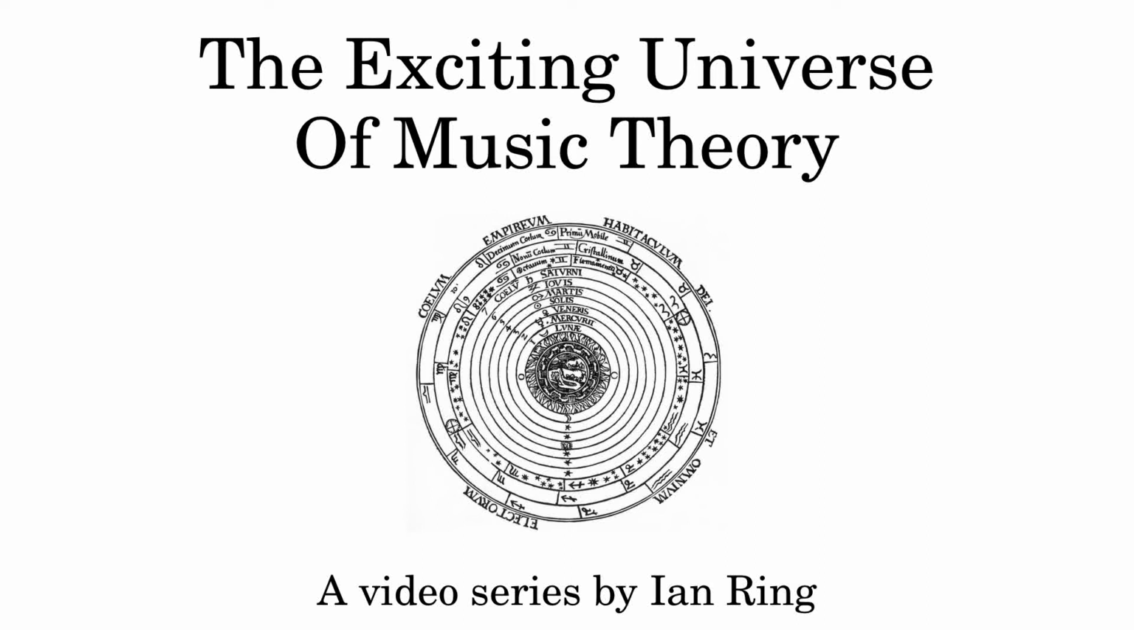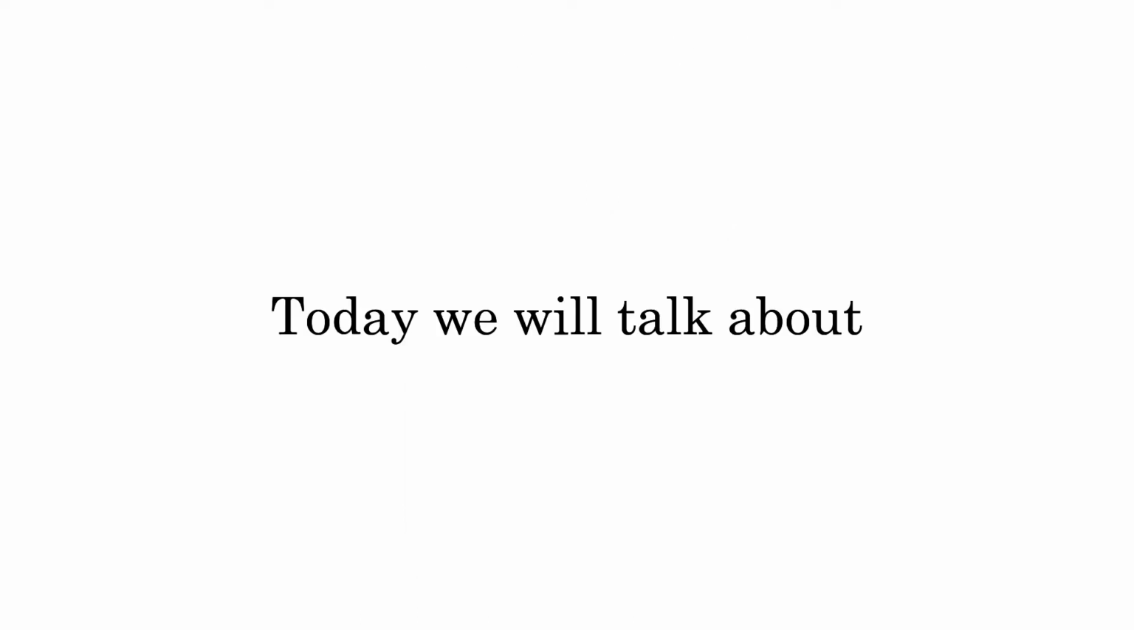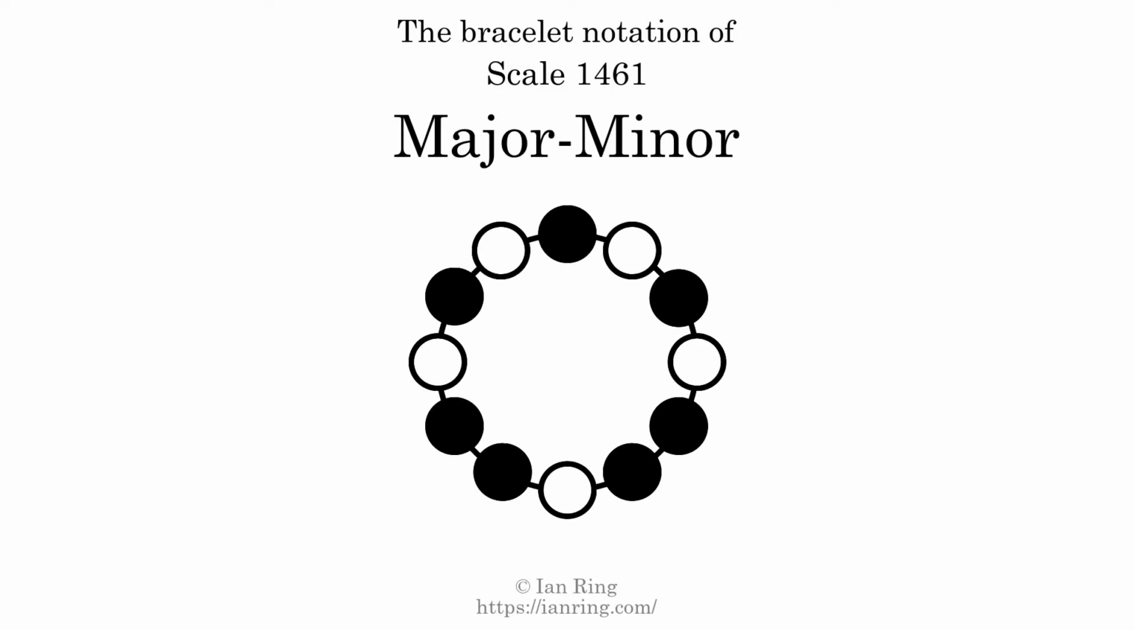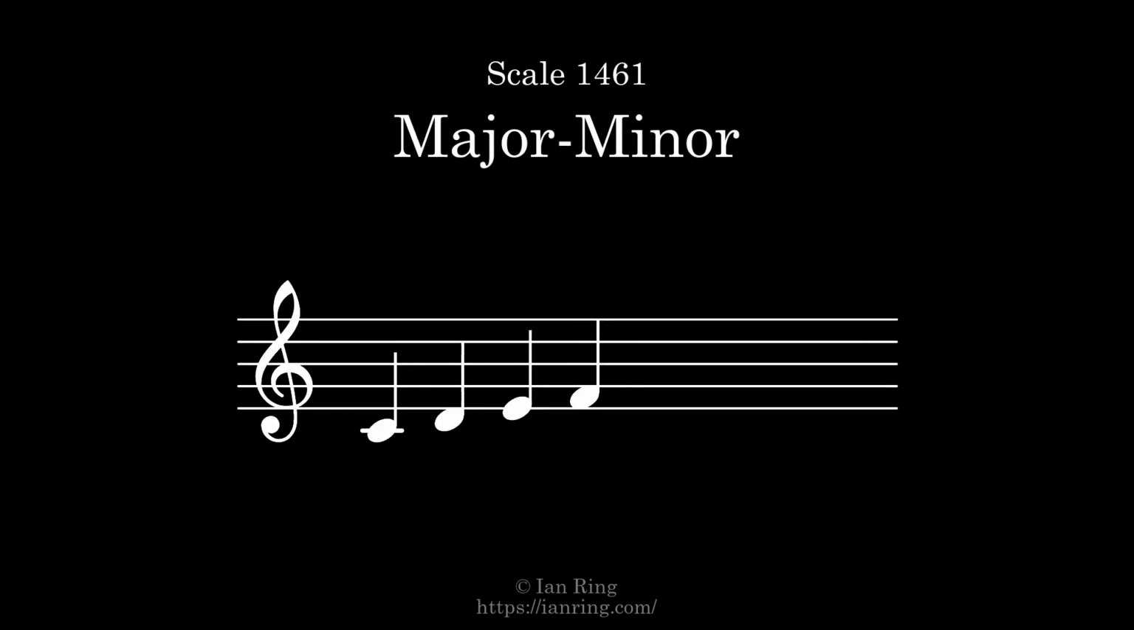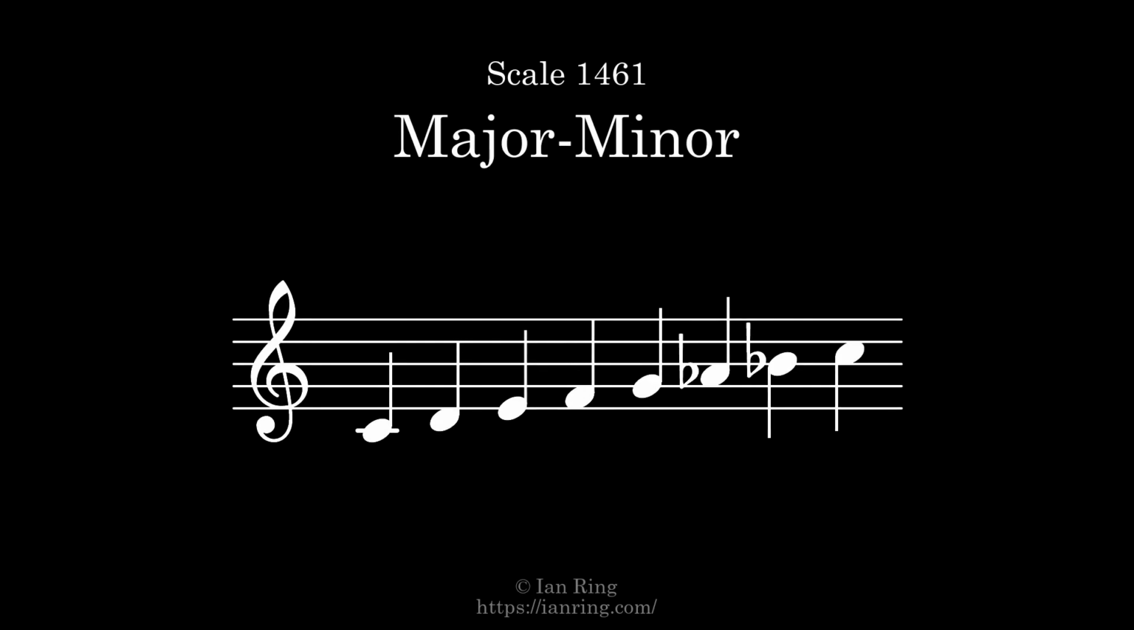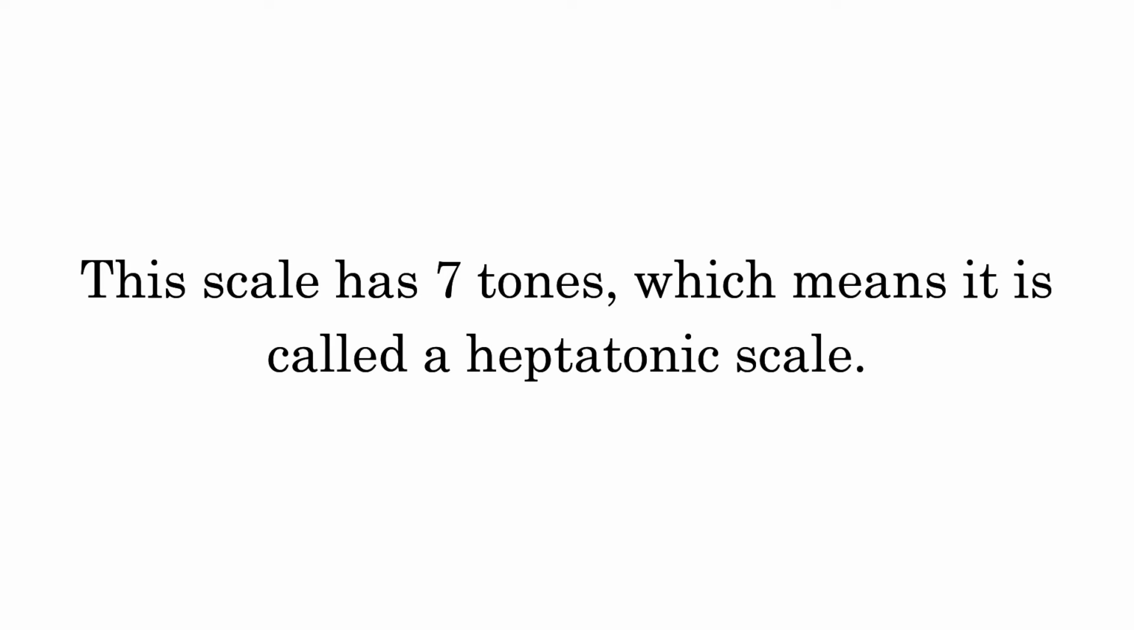Welcome to the exciting universe of music theory. Are you ready to learn? Then let's begin. Today we will talk about scale 1461, major minor, which sounds like this. This scale has 7 tones, which means it is called a heptatonic scale.